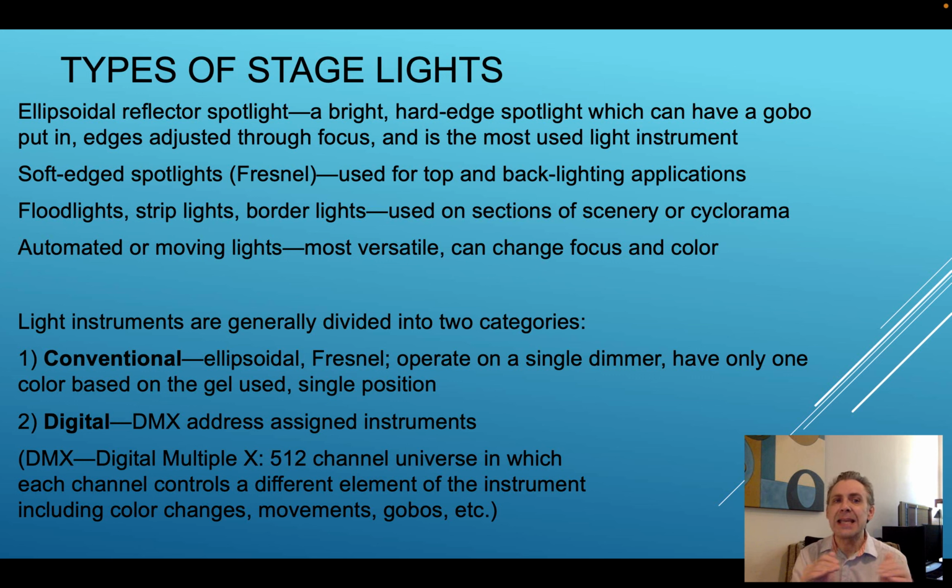So, lighting instruments are generally divided into two categories, what we call a conventional light instrument and a digital instrument. So a conventional light would be the ellipsoidal reflector spotlight, the ERS, or the Fresnel. They operate on a single dimmer switch, and they can have only one color based upon the color gel that we put on it. And it has only a single position. However we direct it, whatever shape we make the light, that's all it can do.